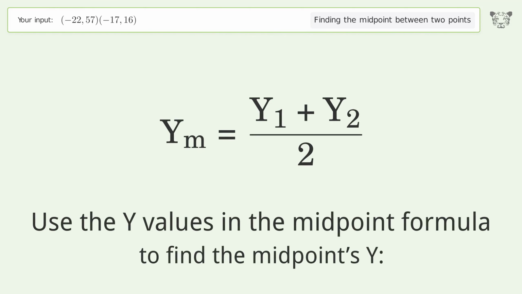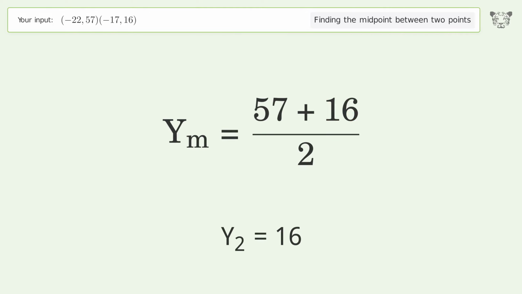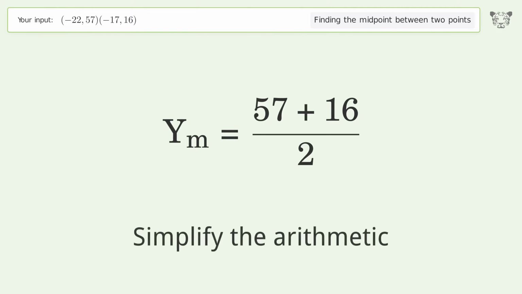Use the y values in the midpoint formula to find the midpoint's y. y1 equals 57. y2 equals 16. Simplify the arithmetic.